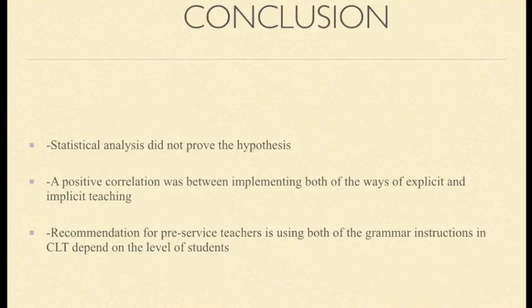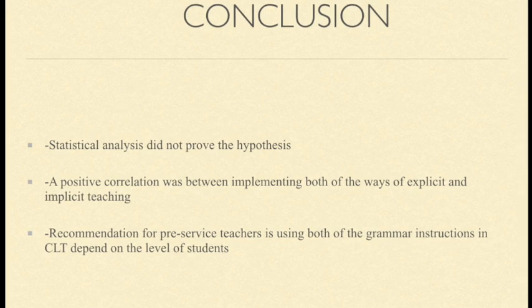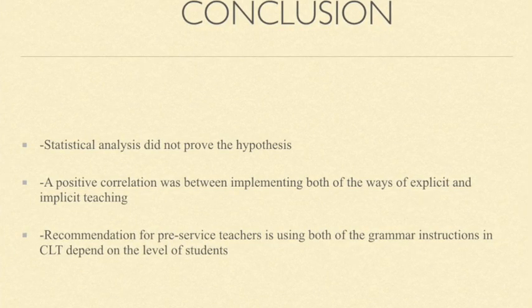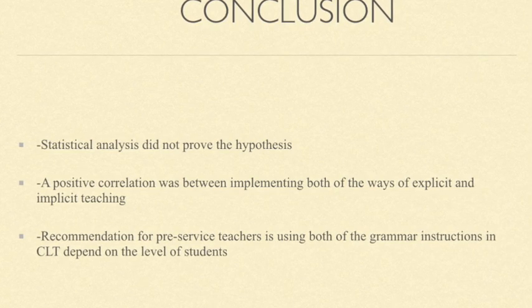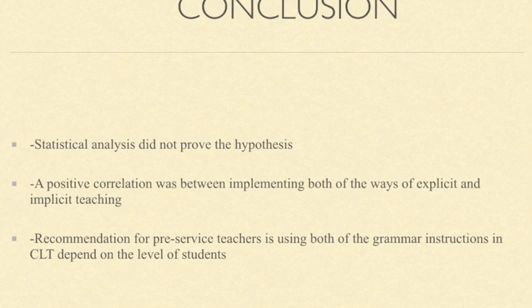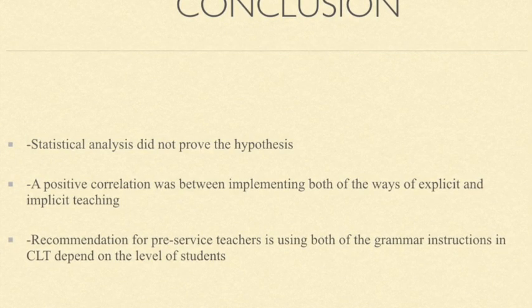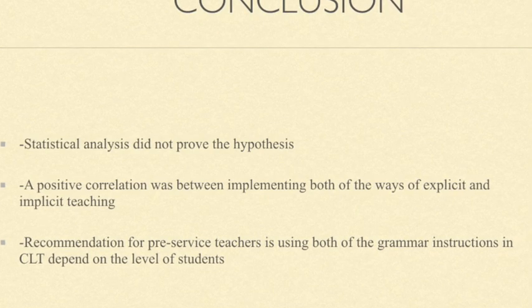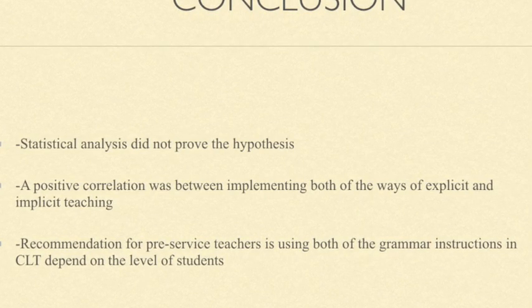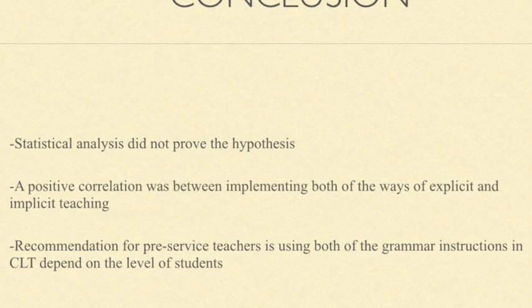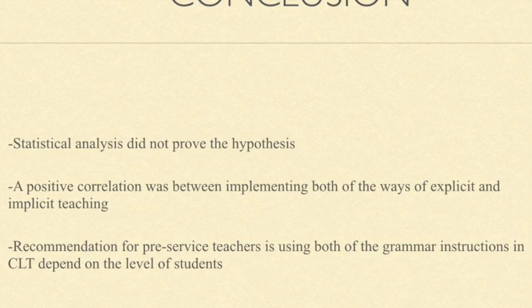And the last part is the conclusion. My statistical analysis didn't prove the hypothesis because it didn't prove that only one approach, only one type of instruction, can be used. Both of them are suitable, and a positive correlation was found between implementing both ways of explicit and implicit teaching. The recommendation for pre-service teachers is that they could use both types of instructions, combining them with communicative language teaching.